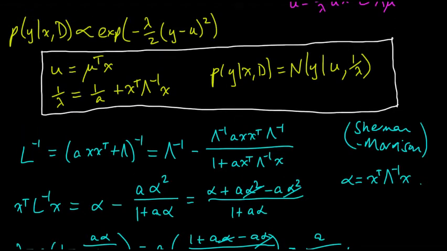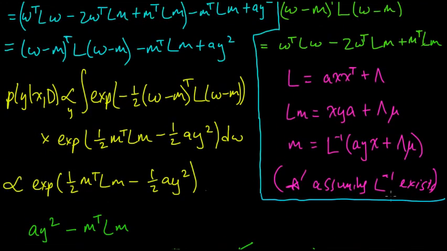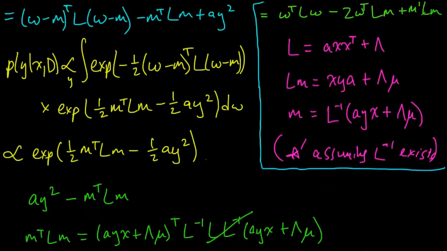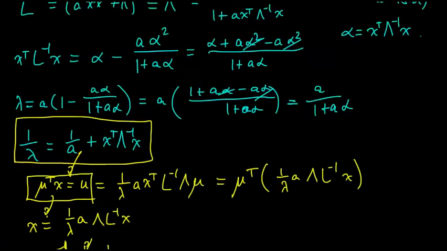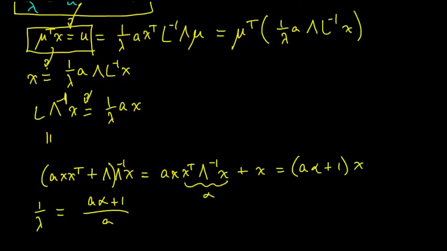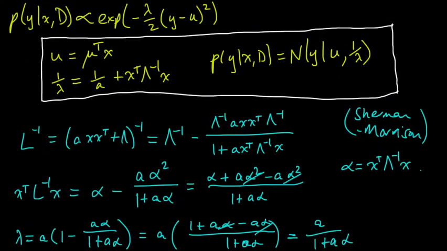So let's see. Oh, right, there was one loose end we needed to tie up. Well, let's go back. Right, this here. We assumed that L inverse exists. We made that assumption, and let's check. I think we can use this stuff down here. Where'd it go? L inverse. Right. I think we can use this to show that L inverse does in fact exist.